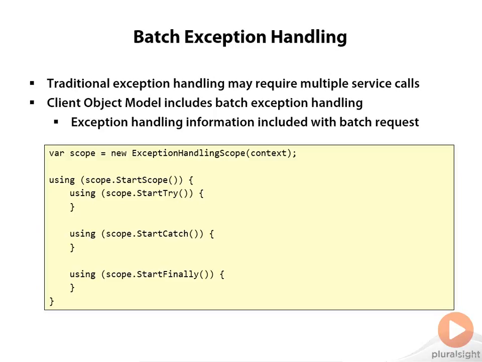Now, the managed implementations of the client object model, the .NET implementation and the Silverlight implementations, also have what's called a conditional scope, but that doesn't exist in the JavaScript client object model. So I'm going to show you just the exception handling scope in this course.